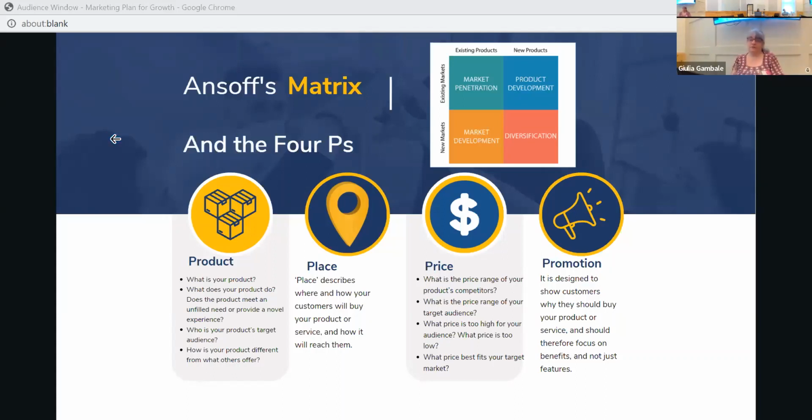So again, I think that this goes to some of these questions that are here, right? If you think about the product question and the promotion question, what is the unfilled need or the novel experience that this particular product is providing? That's the question you're really answering with that particular product. I mean, look at what happened with peanut butter. Let's just take peanut butter and jelly as an example, right?